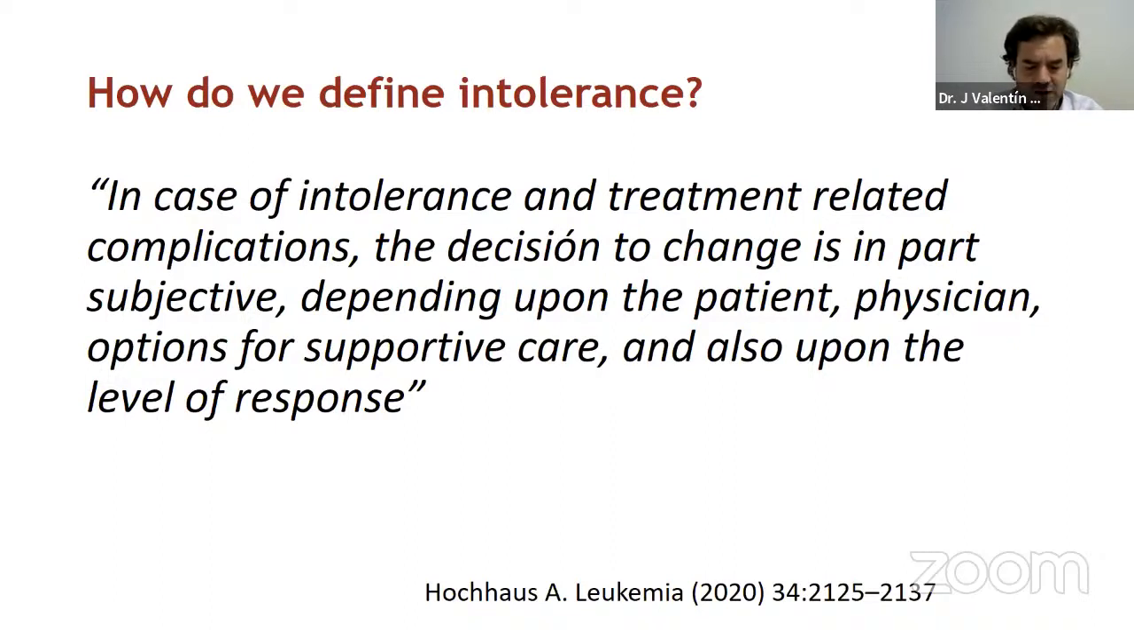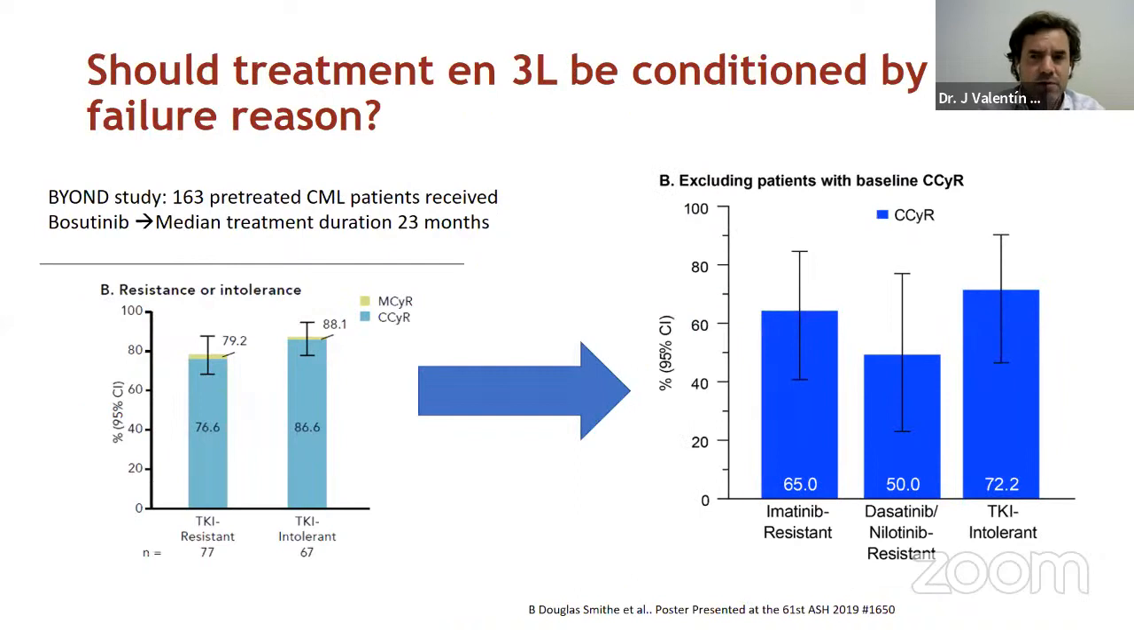As I mentioned, it's important to know the reason why our patient failed treatment. And this is important because in case the patient failed due to intolerance, as this is information from the BYOND study for bosutinib, we can see how for retreatment with another second generation TKI, the probability of obtaining an optimal response is really high, close to 80%.